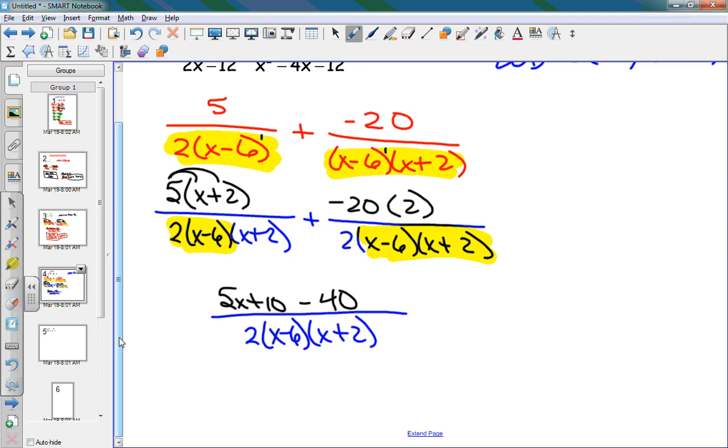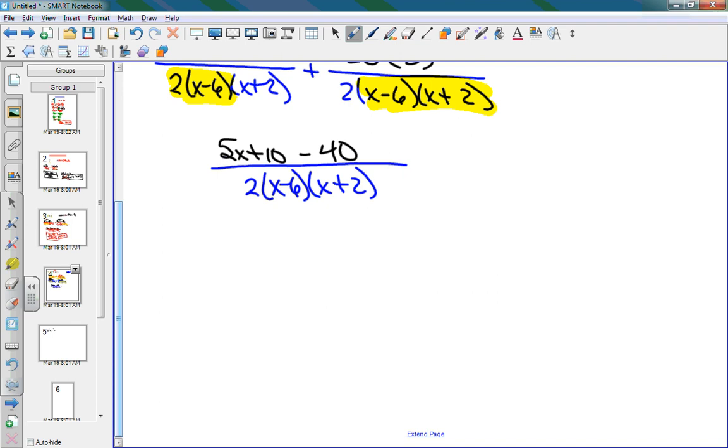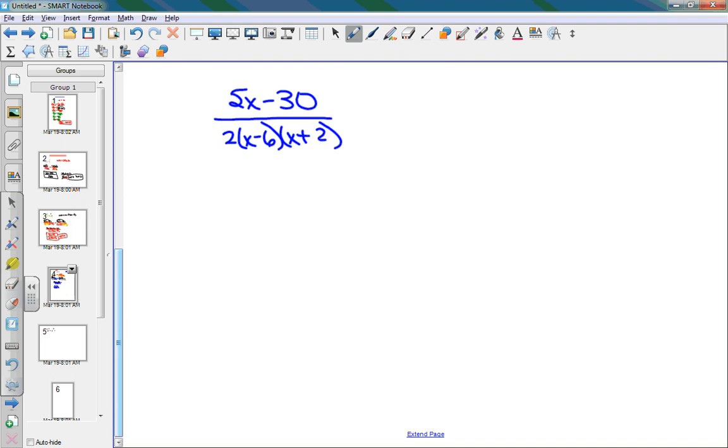Now what should I do? Combine like terms. What is 10 minus 40? Minus 30 over 2 times x minus 6 times x plus 2. Am I done? No, and your bottom's not factored. What is my GCF in my numerator? A 5. You need to pull that out. So if I pull out a 5, I'm going to be left with x minus 6 all over 2 times x minus 6 times x plus 2.